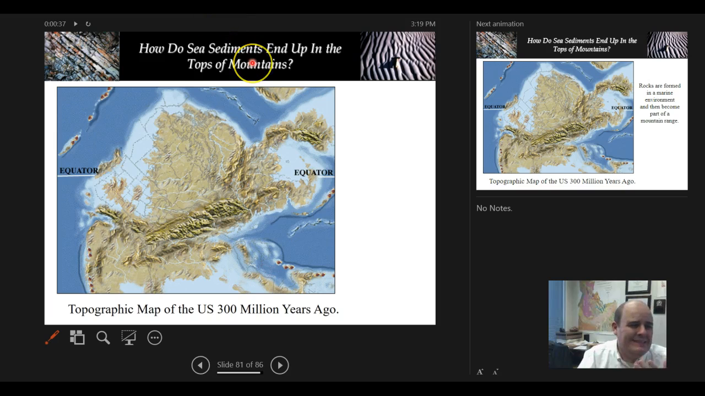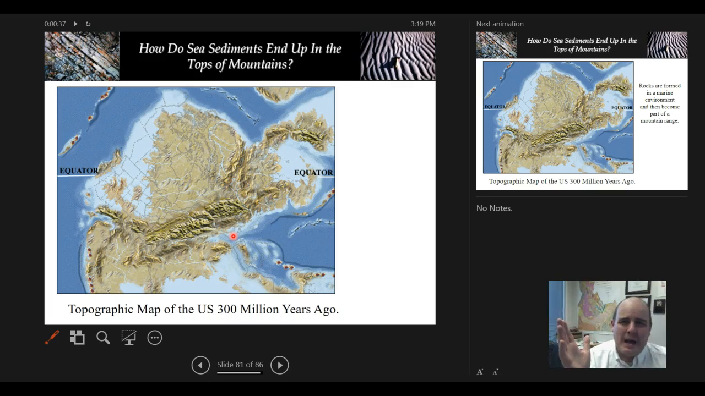So how do sea sediments end up on the tops of mountains? Well, we'll talk about this more later, but often we'll have these old shallow seas, and tectonics occurring, forcing that sediment to the very top. On top of Mount Everest, for example, which is the tallest mountain in the world, guess what? You find limestones with actual fossils in them.